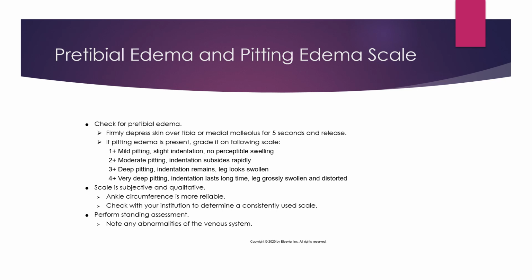Unilateral edema occurs with occlusion of a deep vein. Unilateral or bilateral edema occurs with lymphatic obstruction. With lymphatic obstruction, it is brawny or non-pitting and it feels hard to touch.